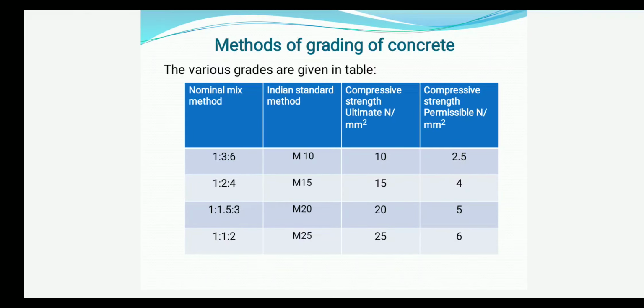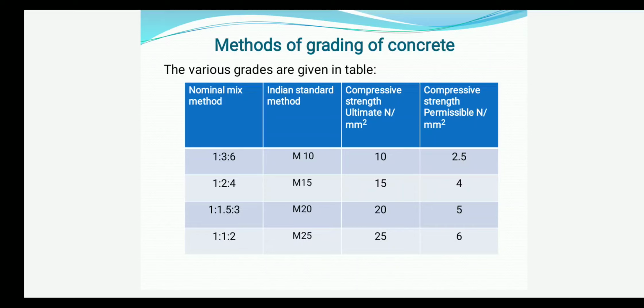Now next are the various grades of the concrete and their corresponding proportions, given in the table. This table shows both methods, the nominal mix method and the Indian Standard method, and their ultimate compressive strength as well as the permissible compressive strength.